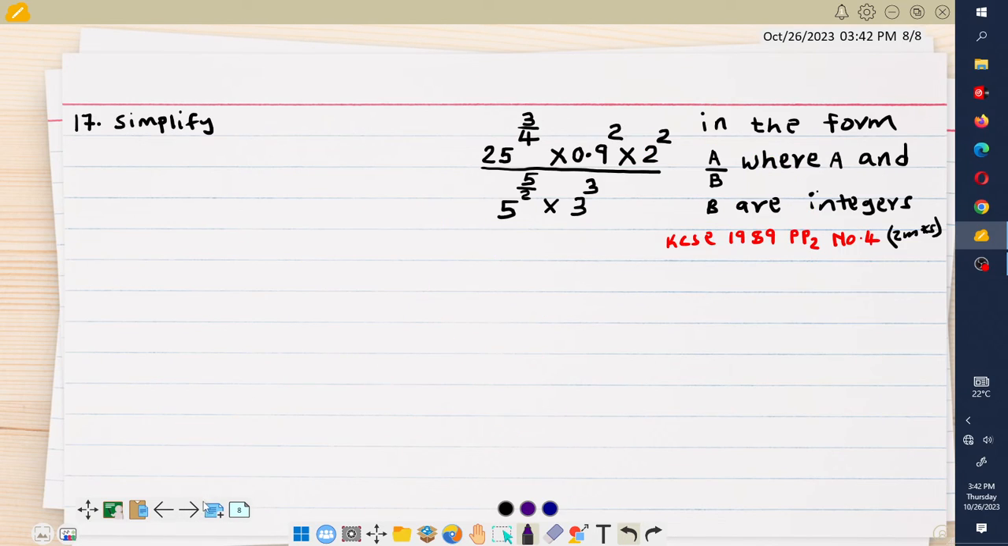Then we also look at our example number 17, which reads that simplify.